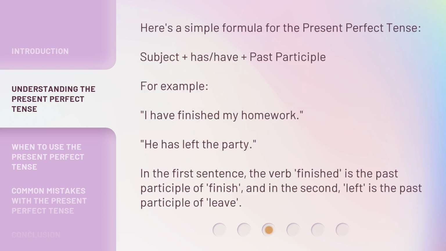Here's a simple formula for the present perfect tense. Subject plus has or have plus past participle. For example, I have finished my homework. He has left the party. In the first sentence, the verb finished is the past participle of finish, and in the second, left is the past participle of leave.